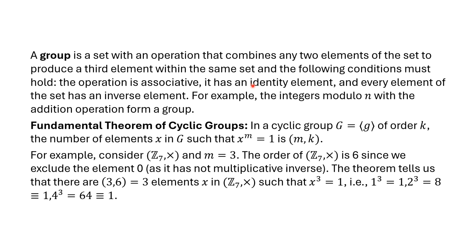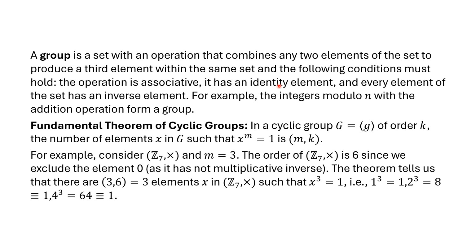We need another result for our problem, and I'm going to introduce it on this slide. It involves something called a group, which hopefully you've seen before, but if not, I'll try to give you a quick definition here. A group is a set of elements with an operation that combines any two elements of the set to produce a third element within the same set. So this is called the closure property. And the following conditions must also hold. The operation is associative, it has an identity element, and every element of the set has an inverse.